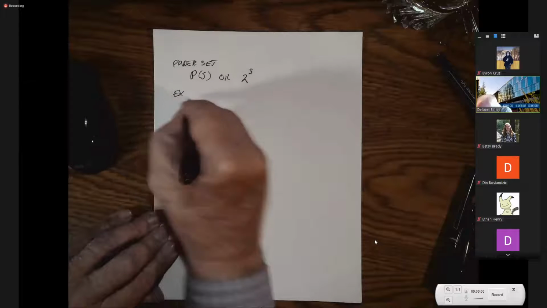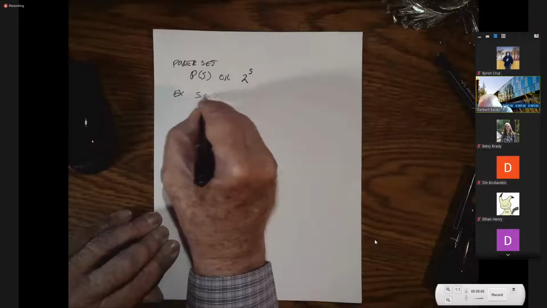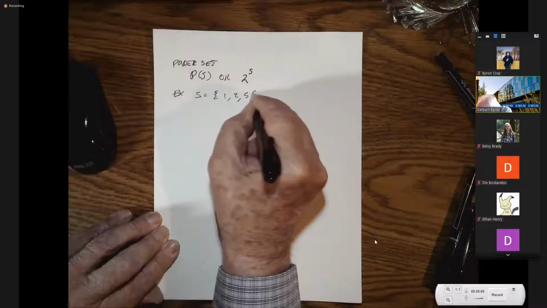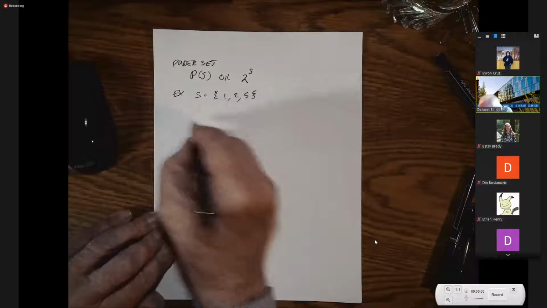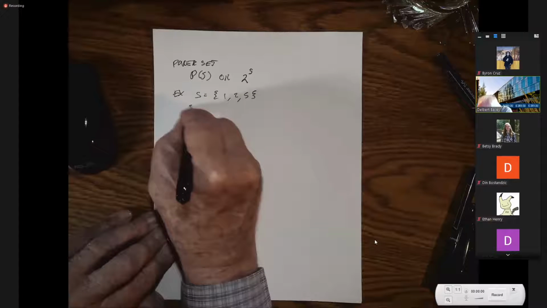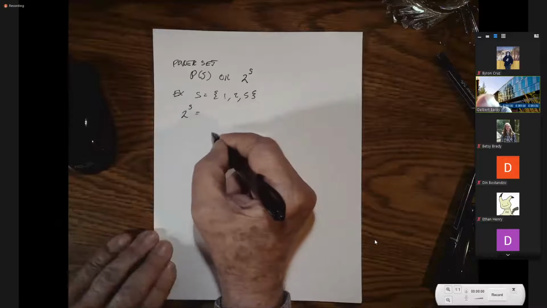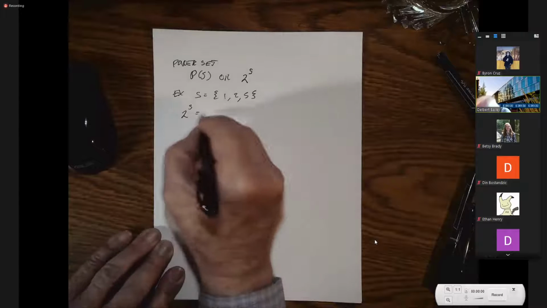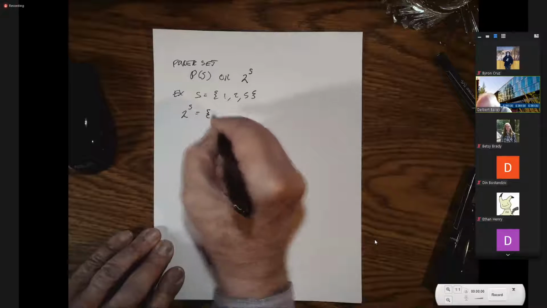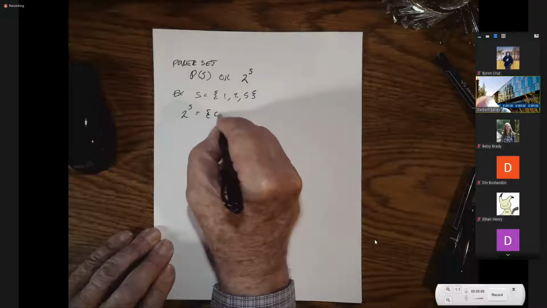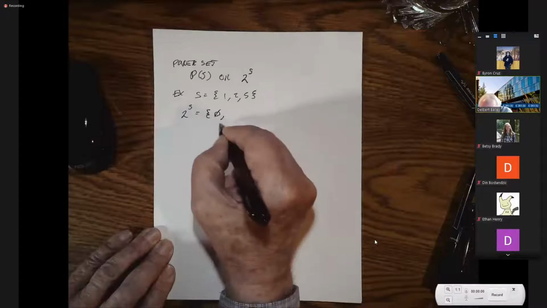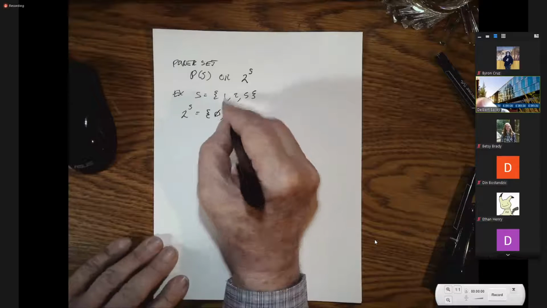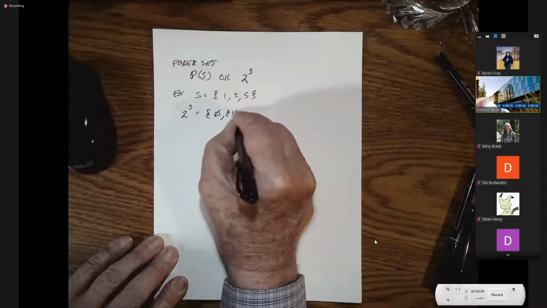Example, let S be 1, 2, 3. Okay, then the power set of S is going to be a set that contains sets, and those sets are the subsets of S. Okay, the empty set is a subset of every set, so it's definitely in here. Okay, and then there are subsets of S that only have one element in them. Those are called singletons.